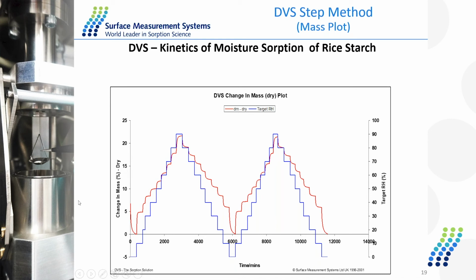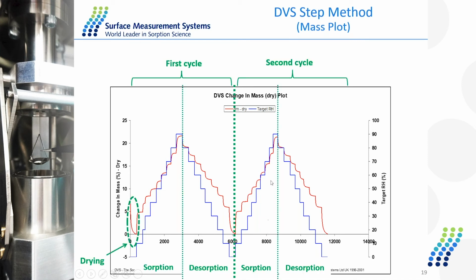And you see that at the end of each stage, the mass reaches an equilibrium and then jumps to the next stage automatically. This is a two-cycle experiment with sorption and desorption. The second cycle is exactly the same as the first cycle, which demonstrates there are no irreversible changes in the sample. The first stage here is the drying stage, just flowing the carrier gas over the sample to get the initial mass of the sample. So this is the mass plot, the change of mass against time.